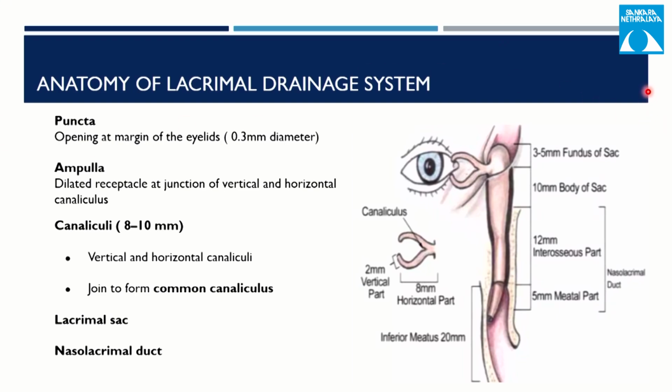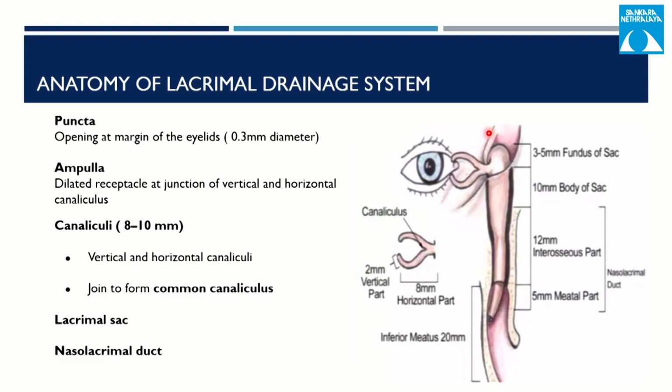All right. So what are the parts of the lacrimal sac? Fundus, body, neck and all? No? It's only fundus and body. So this is the fundus of the sac, like how the uterus has a fundus, right? And this is the body of the sac. So the NLD has two parts, the intraosseous portion and the meatal portion. Canaliculi has vertical and horizontal. Is that clear, the anatomy?